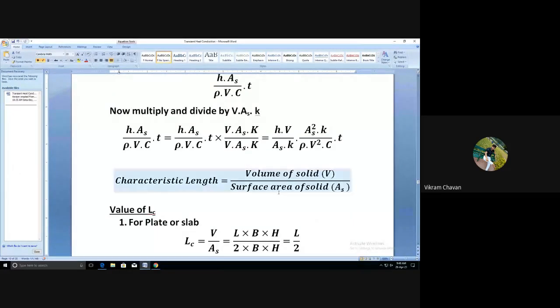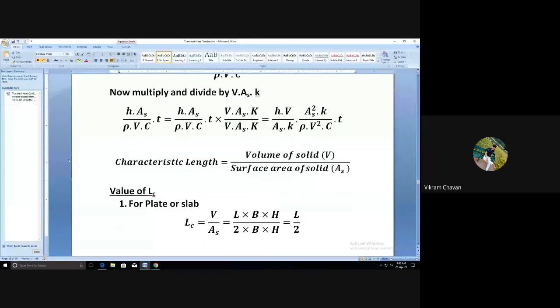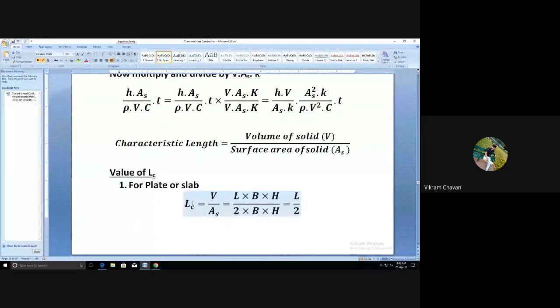If you want to understand this concept by considering a simple object, first of all we will consider the plate or slab. In the case of a plate or slab, what will be the characteristic length? L_C is equal to V divided by A_s. The volume of a plate or slab is L multiplied by B multiplied by H, and we have to consider the total surface area, which is 2 multiplied by B multiplied by H.